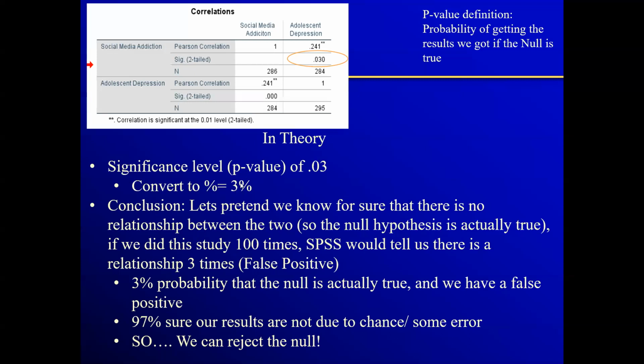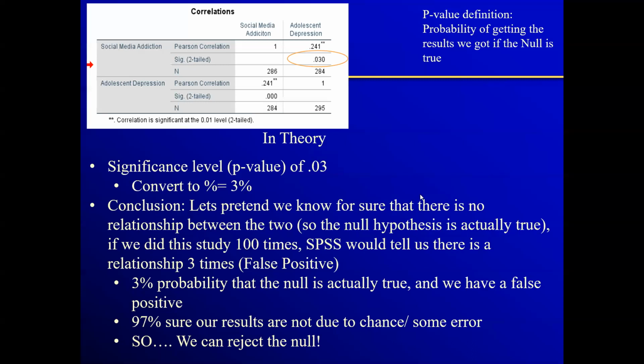So what does this 3% represent? Well, let's go up to the p-value definition. There is a 3% probability of getting the results we got if the null is true. All right, still doesn't help you that much, I'm assuming. I'm assuming you're still confused. Okay, let's work through it a little bit more.